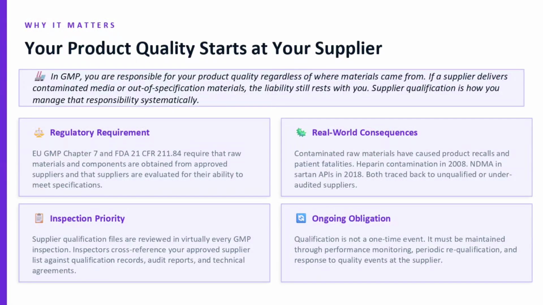From an inspection perspective, supplier qualification files are reviewed in virtually every GMP inspection. Inspectors cross-reference your approved supplier list against your qualification records, your audit reports, and your technical agreements. Gaps in any of these areas trigger findings and often expand the scope of the entire inspection. And critically, supplier qualification is not a one-time activity. It must be maintained continuously through performance monitoring, periodic requalification, and formal response to quality events at the supplier.